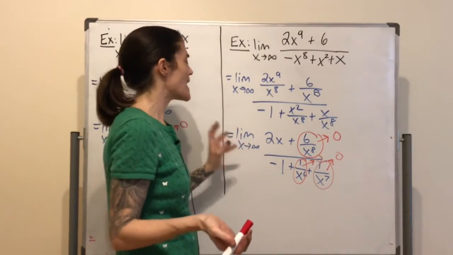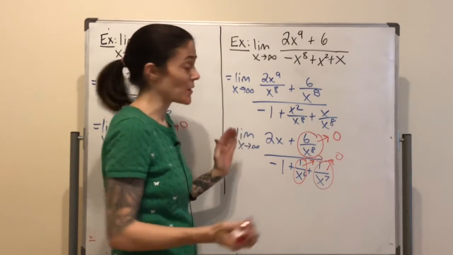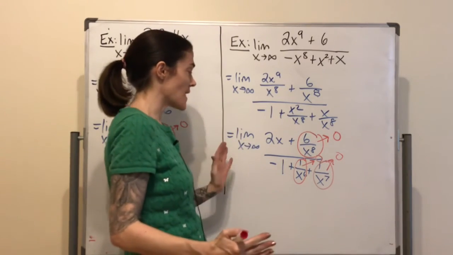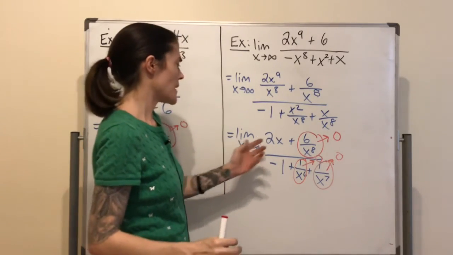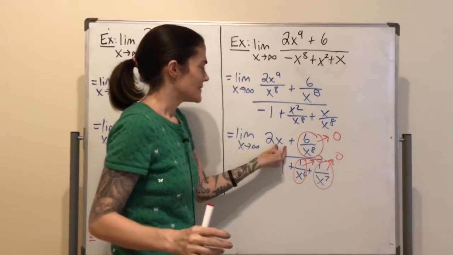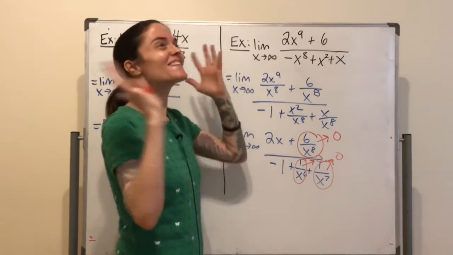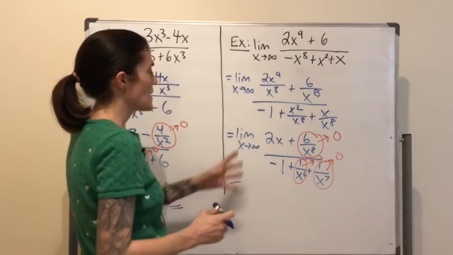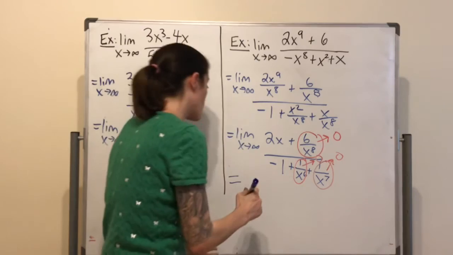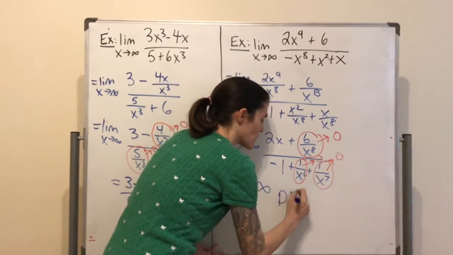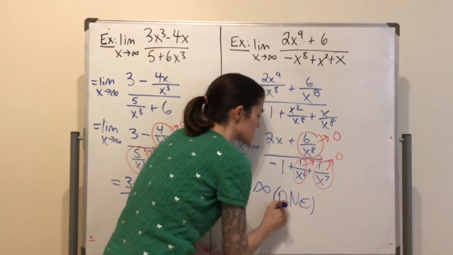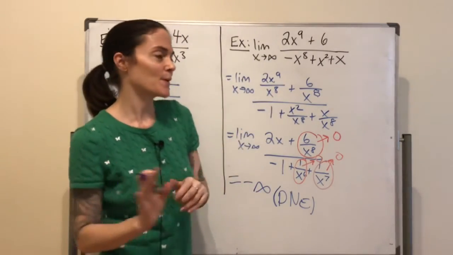Now, so what happens as x grows without bound? This function behaves like 2x over minus 1. But x is growing without bound. This is approaching, well, negative infinity, or you can also say does not exist as a finite number, okay?